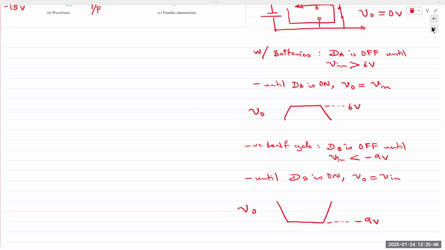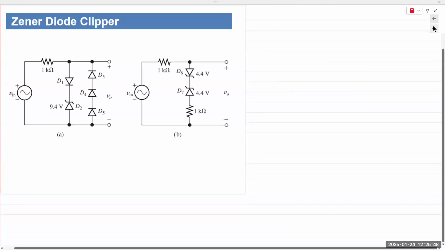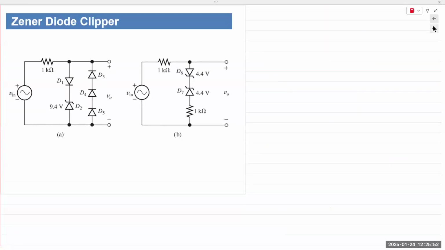All right, then let's look at another clipper circuit, but this time we use Zener diode clippers. The obvious downside of using regular diodes as clippers is that we need a battery or a DC voltage source. Okay. So if we use a Zener diode, we don't need to use a battery. We can simply use it in reverse bias, and that gets the job done.